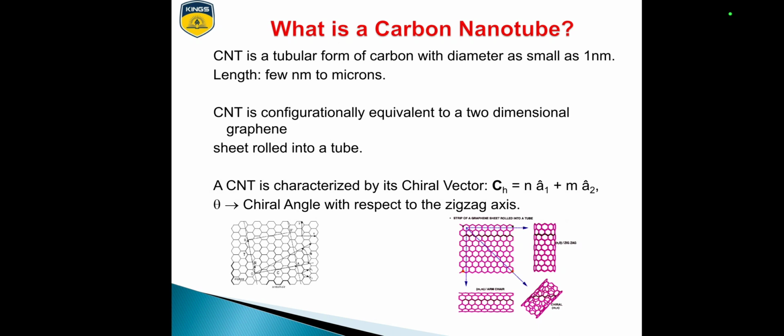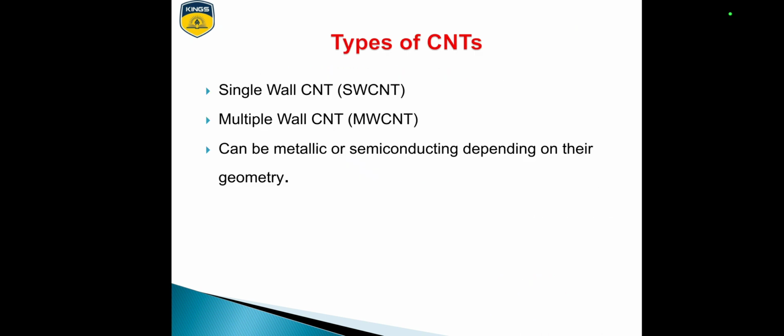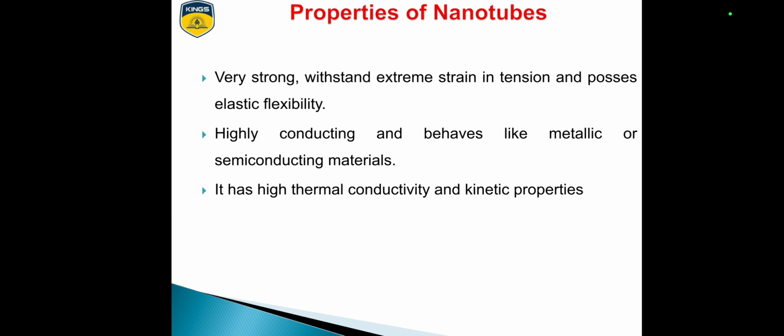That is the chiral angle with respect to the zigzag axis. So this shows the structures: armchair structure, zigzag, and chiral structure. Types of carbon nanotubes: there are two types, single wall carbon nanotubes and multi-wall carbon nanotubes. They can be metallic or semiconducting depending on the geometry. This picture gives an idea of single wall and double wall carbon nanotubes. In double wall carbon nanotubes, there are two layers. You can easily visualize it.